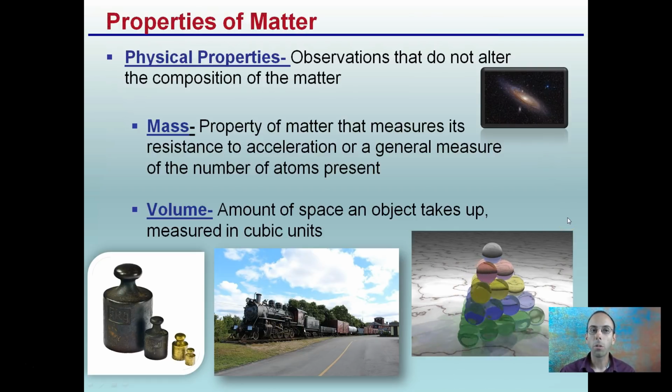Properties of matter. There are physical properties, which are based on observations that do not alter the composition of the matter. Two properties we can measure are mass, the property of matter that measures its resistance to acceleration, or a general measure of the number of atoms present, and volume, the amount of space an object takes up, measured in cubic units. Again, mass is basically the measure of the number of atoms present, and volume is the space that an object will take up.